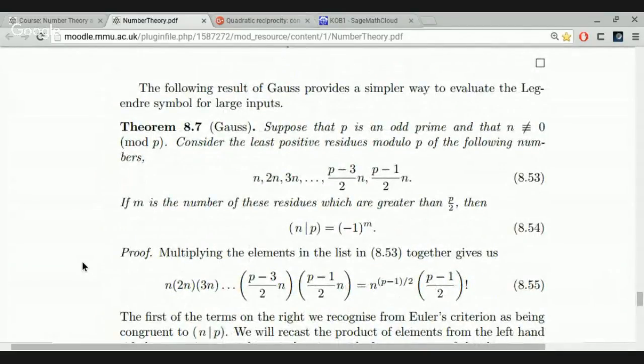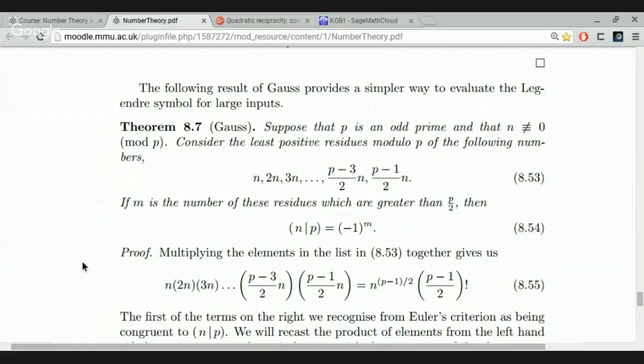What we're doing here in this result due to Gauss is you've got your n, you've got your p. You look at half of the multiples of n. You multiply n by everything from 1 up to (p-1)/2. So these multiples of n, it's half the elements from the group, the first half of the elements from the group. 1, 2, 3, 4, 5, up as far as (p-1)/2. First half of the congruence classes. You're multiplying them all by n, and you're looking at all these residues.